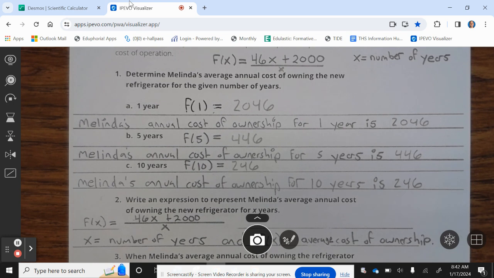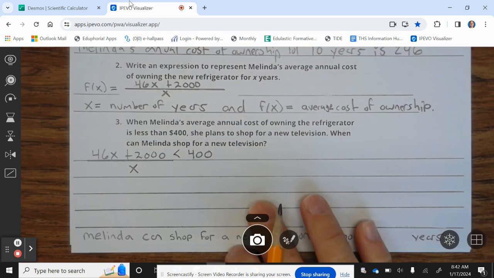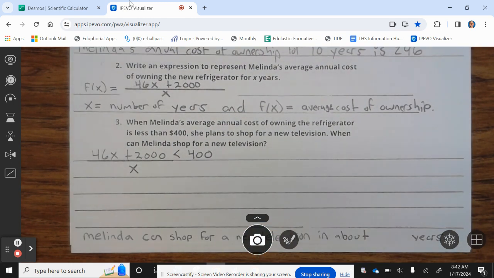All right. Number 2, write an expression to represent Melinda's average annual cost of owning the new refrigerator for x years. The equation is f of x equals 46x plus 2,000, divided by x, where x is the number of years and f of x is the average cost of ownership. Number 3, when Melinda's average annual cost of owning the refrigerator is less than $400, she plans to shop for a new television. When can Melinda shop for a new television?